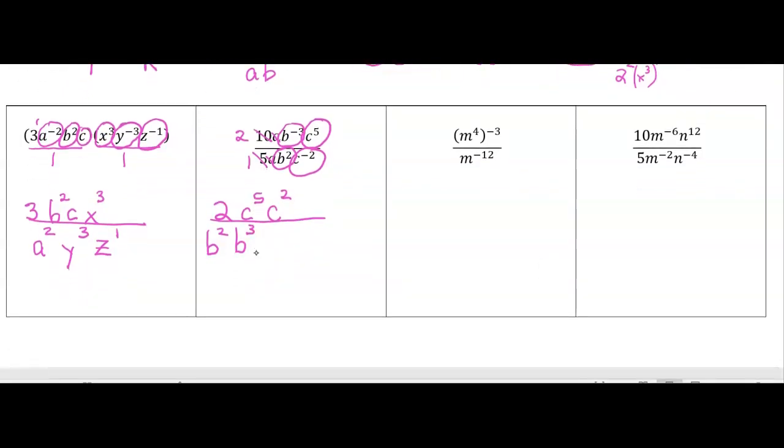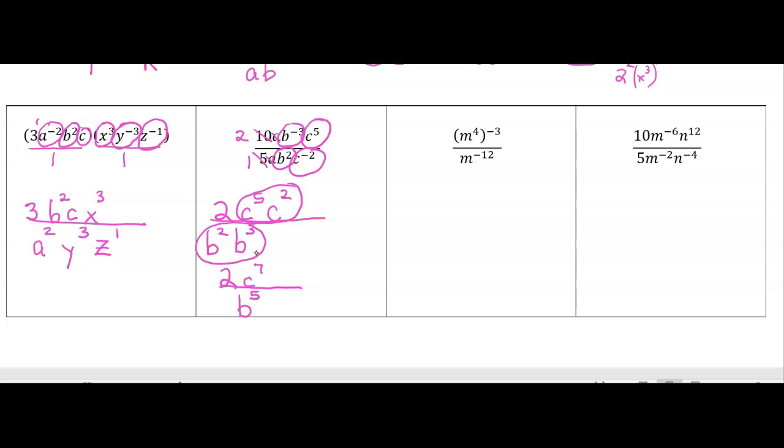Now notice we have like bases. So we're going to clean this up just a little bit. Our 2 stays in the top. We have C to the 5th times C to the 2nd. This is where we add our powers. That would give us C to the 7. And on bottom, we have B to the 2nd times B to the 3rd. This is where we add our powers. That would give us B to the 5th. And that's done. That would be our answer.